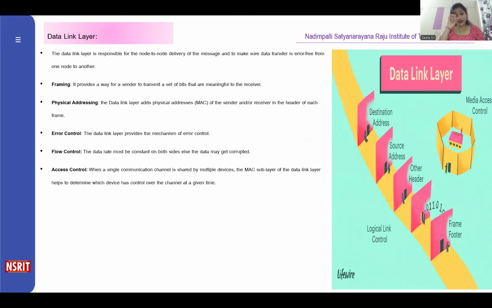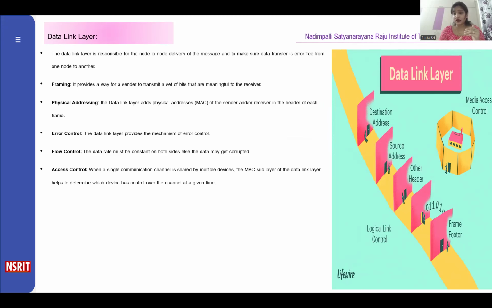Next is data link layer. The data link layer will receive the bits from the physical layer, and these bits will be converted into the form of frames. Data link layer will convert the bits received from physical layer and format it in the form of frames. So the data link layer is also responsible for node to node delivery.